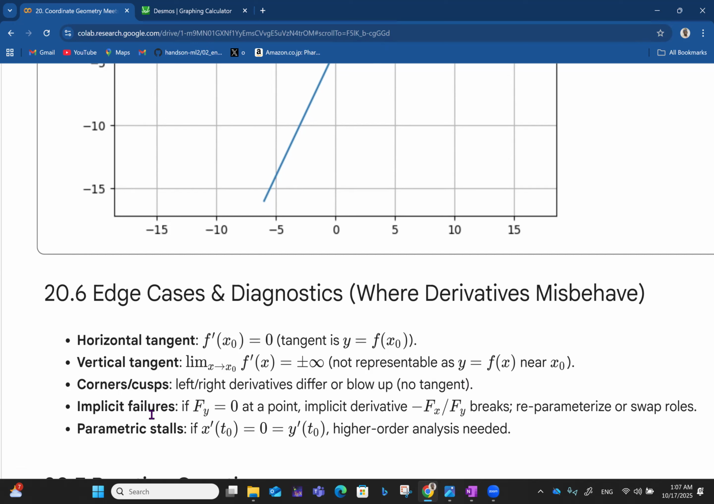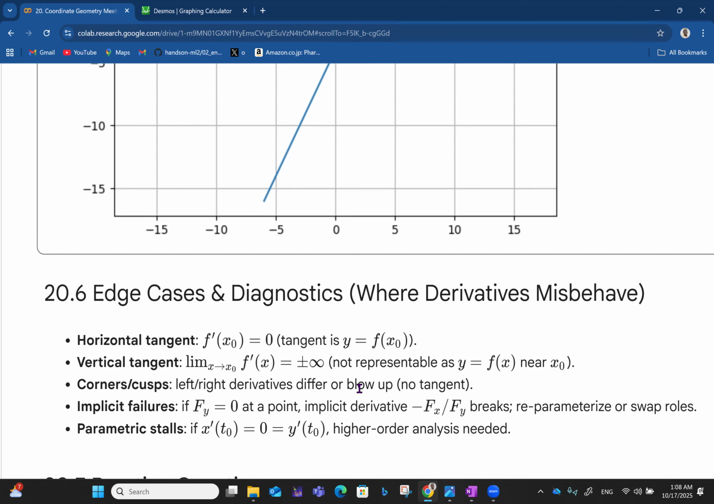Then you have implicit failures. If f prime of y is equal to 0 at a point, implicit derivative will be minus f of x over f of y. And that breaks because f of y is equal to 0, so this cannot work. So you can parameterize or swap rules. Then you can have parametric stalls, like if x prime of t naught is equal to 0, which is equal to y prime of t naught. So you have higher order analysis required in that case.